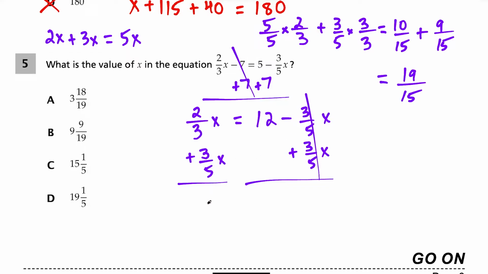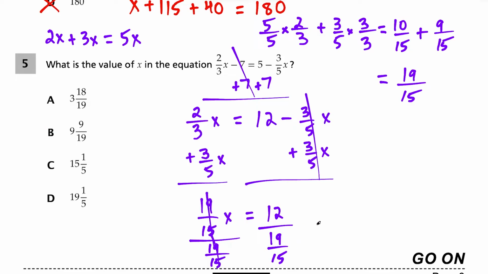So here, that gives us 19 over 15x. I'll just make that a little bit neater. So 19 over 15 times x equals 12. And now from here, to get rid of the 19 over 15 in front of the x, the 19 over 15 is attached by multiplication. And the opposite of multiplying by 19 over 15 is dividing by 19 over 15. So that's what we're going to do to both sides. We're going to divide both sides by 19 over 15.